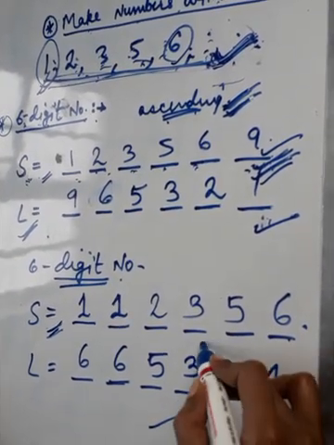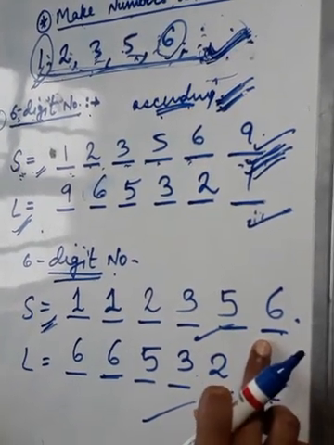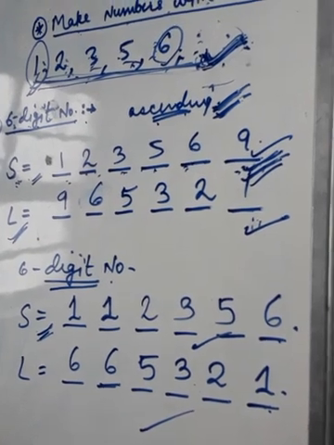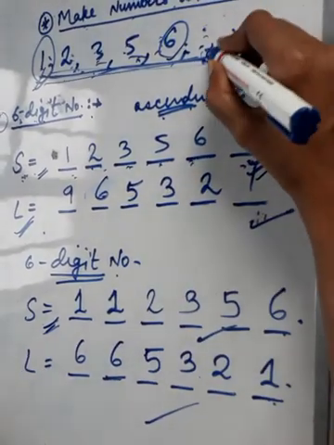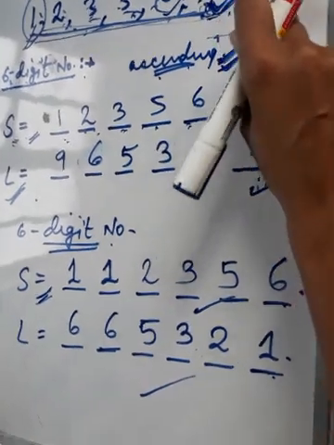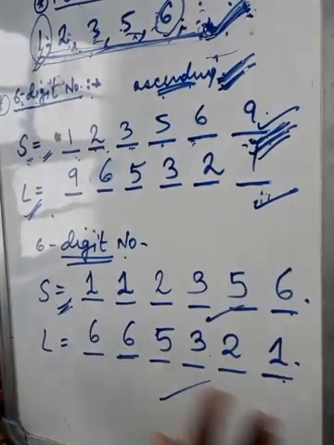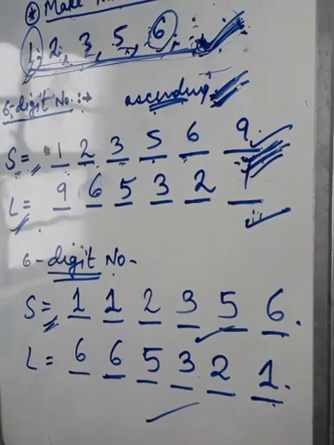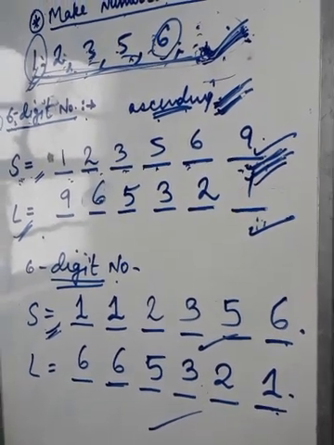So now it is the 6 digit smallest number and it is the largest 6 digit number. By using these 5 digits, 5 डिजिट को यूज करके हमने 6 डिजिट का स्मॉलेस्ट और ग्रेटेस्ट नंबर किस कंडीशन पे बनाया आपने देखा. So we will move to the question now.